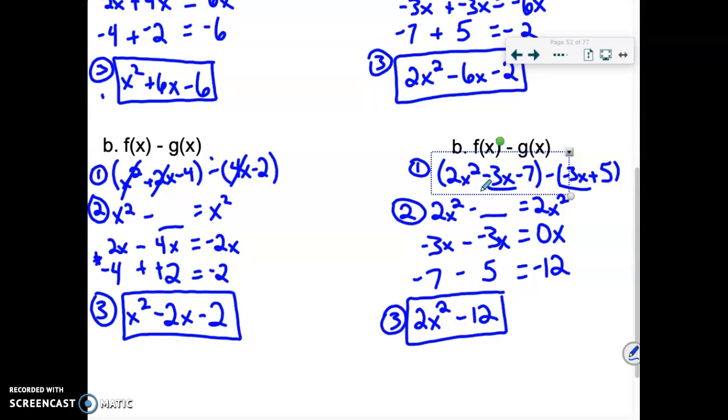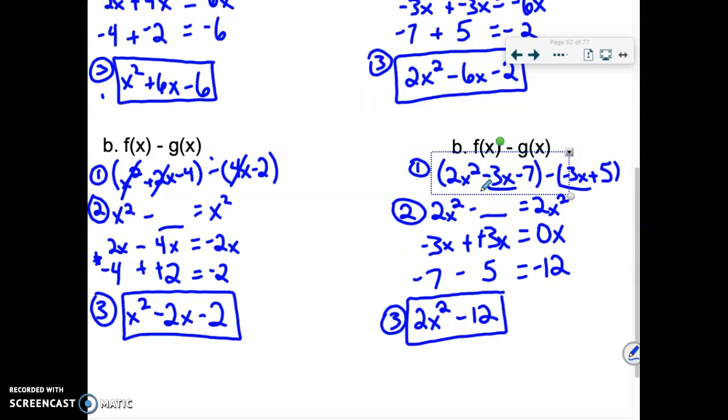It becomes negative 3x minus a negative 3x, and in that case it becomes addition. You're minusing a negative, so then you get negative 3x plus positive 3x. They cancel each other out, so it becomes 0x. And then finally, the same thing down here. It's negative 7 minus a positive 5, which equates to negative 12.